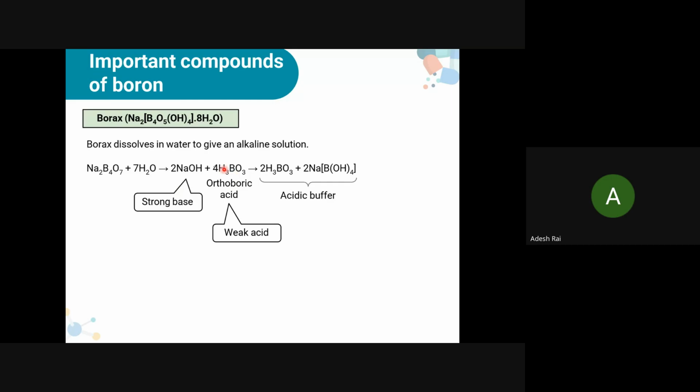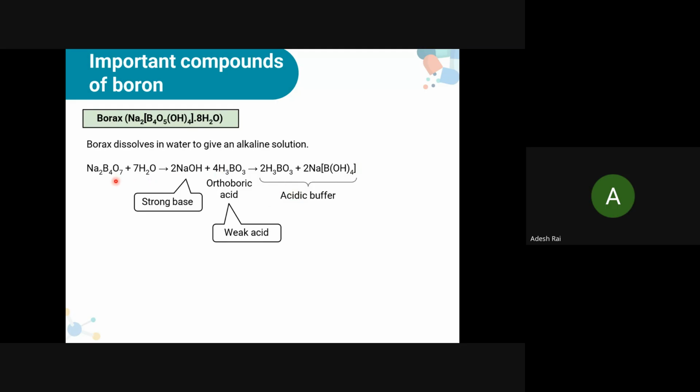Yes or no? And when they react with each other, what do we get? We get acidic buffer. You would have seen this in ionic equilibrium: the aqueous solution of borax is buffer in nature. It's an example of a buffer. So when borax is treated with water, what do we get? We get acidic buffer. Is that clear or not?